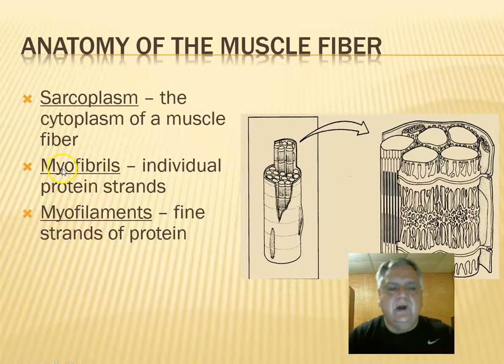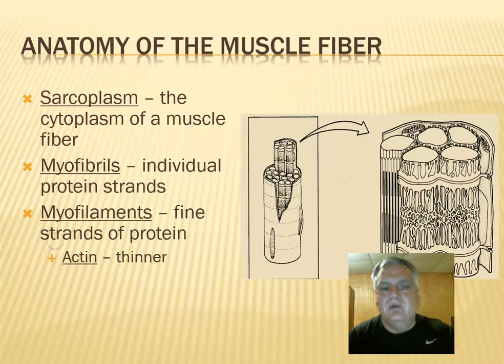Now, within those myofibrils, there are fine strands of protein, and these fine strands of protein are referred to as myofilaments. You might recall that when you studied cell anatomy in general, there were these tiny fibers that made up the skeleton of the cell, the cytoskeleton. And these fibers were microfilaments. Myofilaments are microfilaments specific to muscle fibers. They're fine strands of protein.